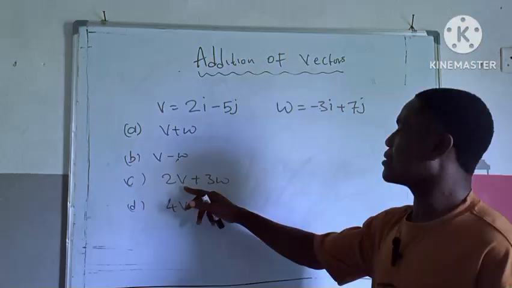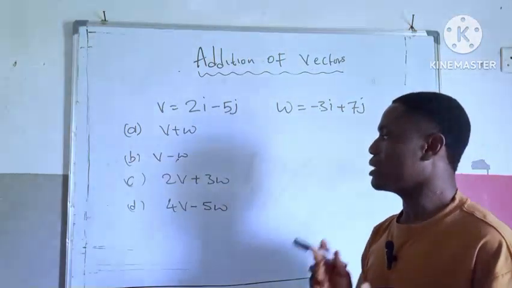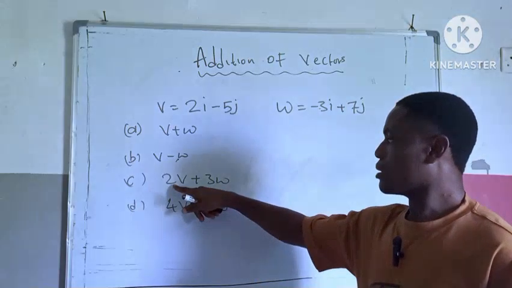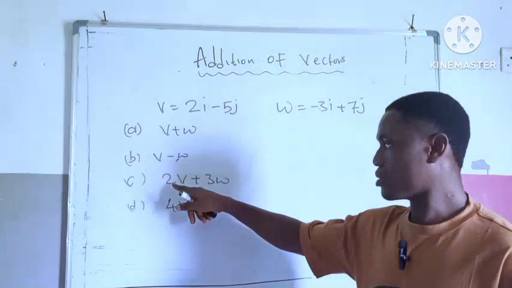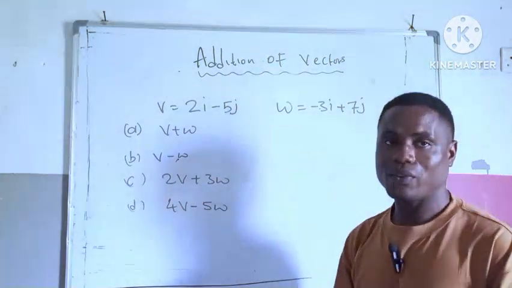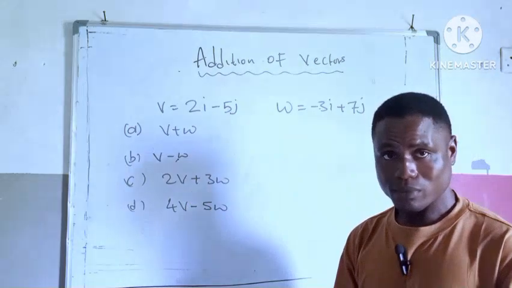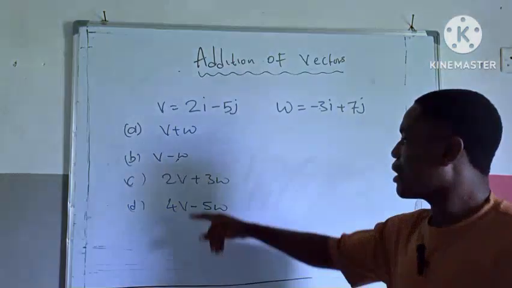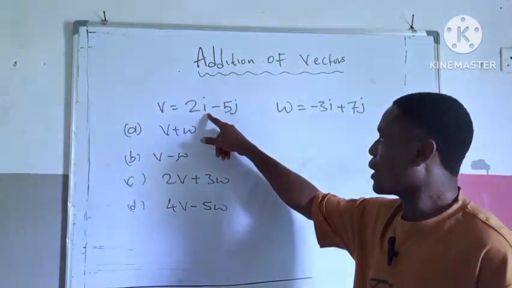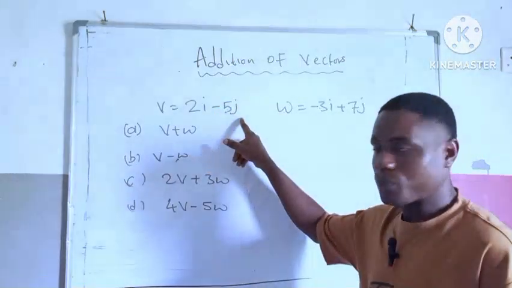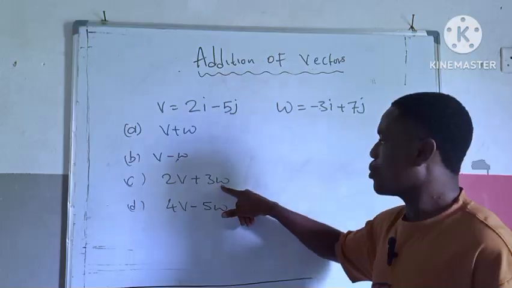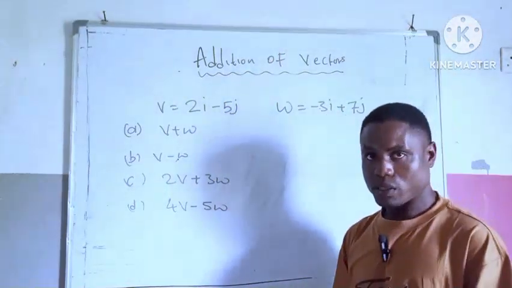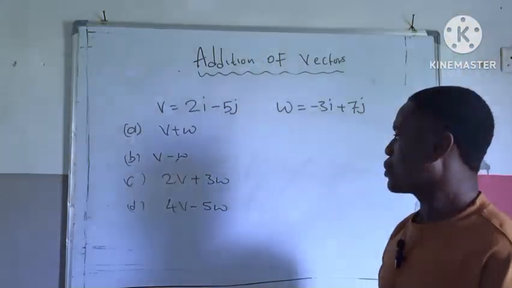Now it's still the same thing, but the only difference here is that they added values like 2 and 3. So it's still the same thing. Don't be confused. Are you getting it? So what we need to do is, the value of v is 2i minus 5j, then the value of w is 3i plus 7j. So this is what we do.